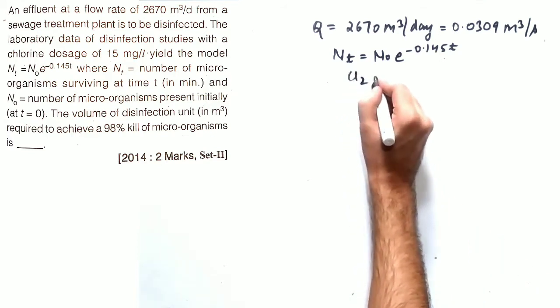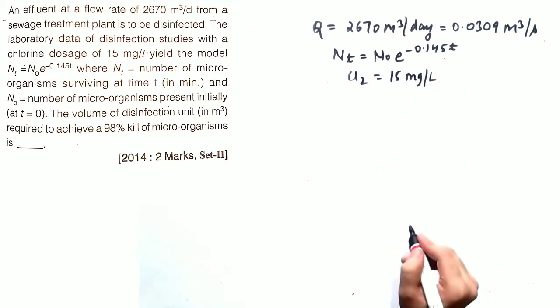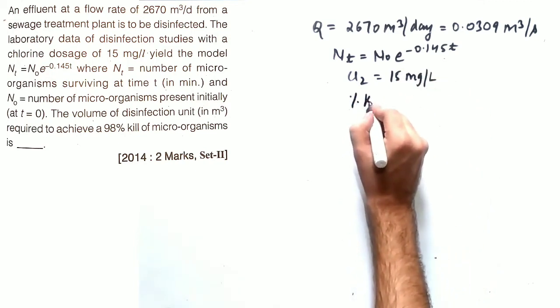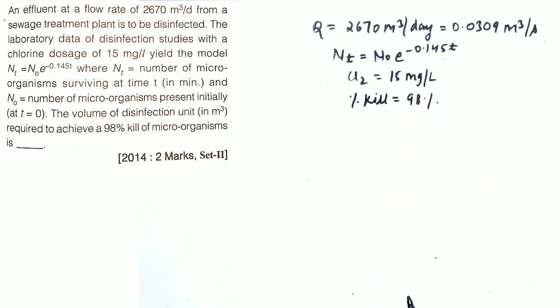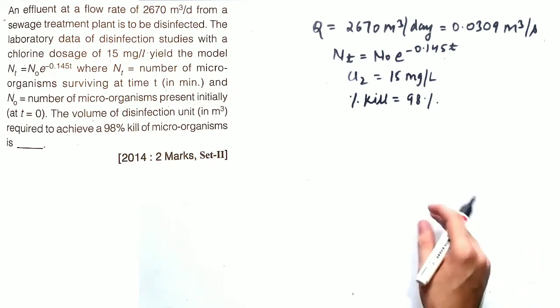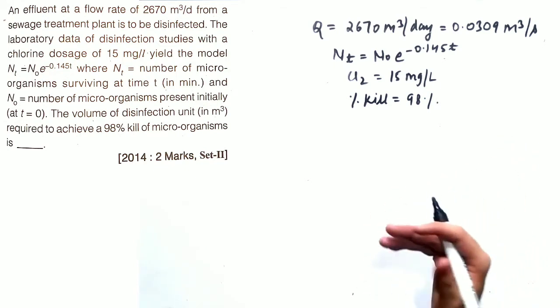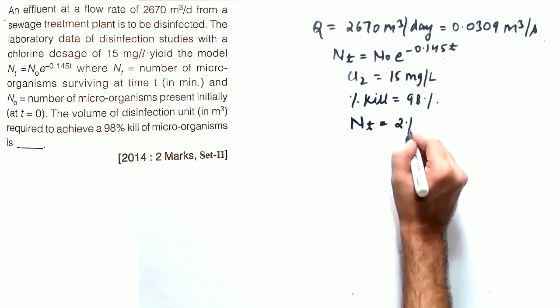Chlorine dosage is given as 15 milligram per liter, and the percentage kill is 98%. That means in the complete process 98% of microorganisms are being killed. But N_t here is the microorganisms at the end of the operation. When 98% get killed, then at the end of the operation only 2% of the microorganisms will remain. So we can write N_t equals 2% of N_0.